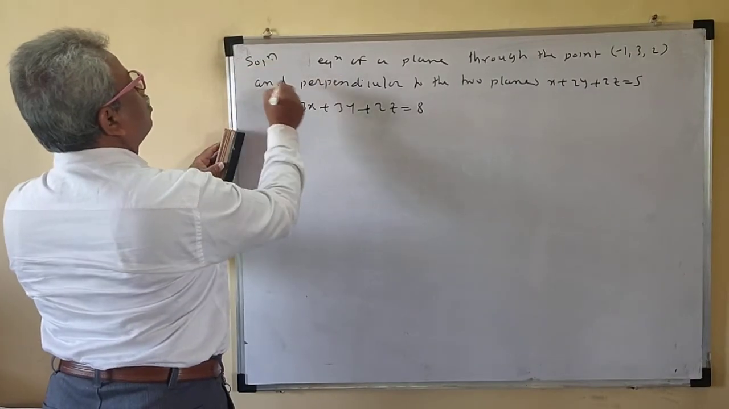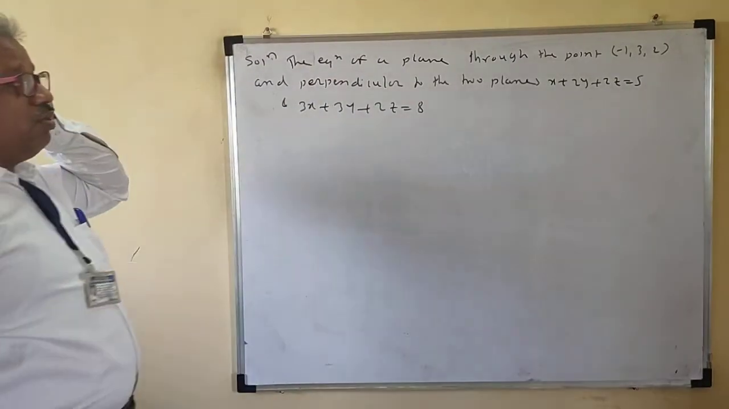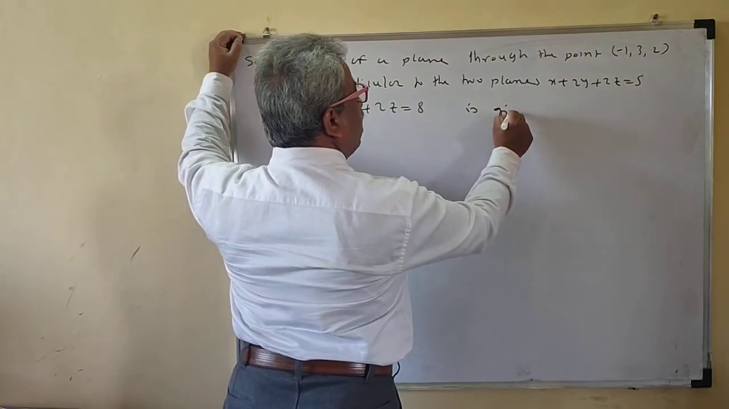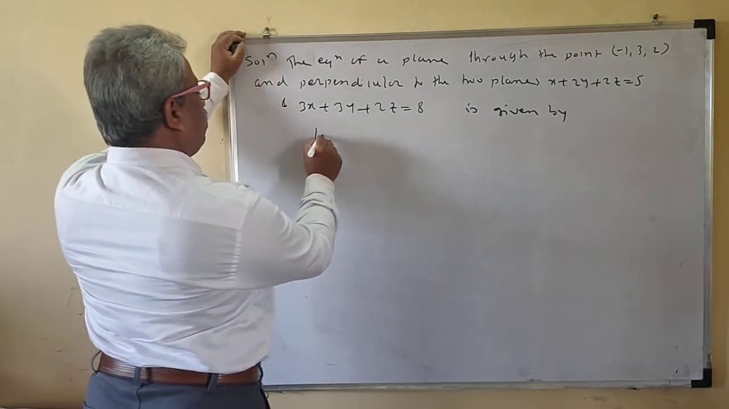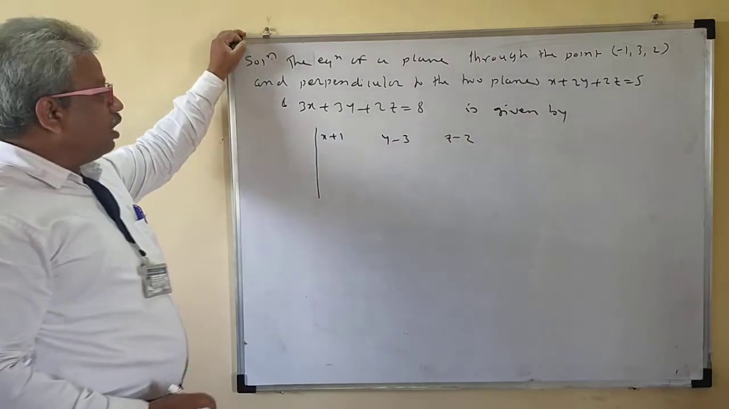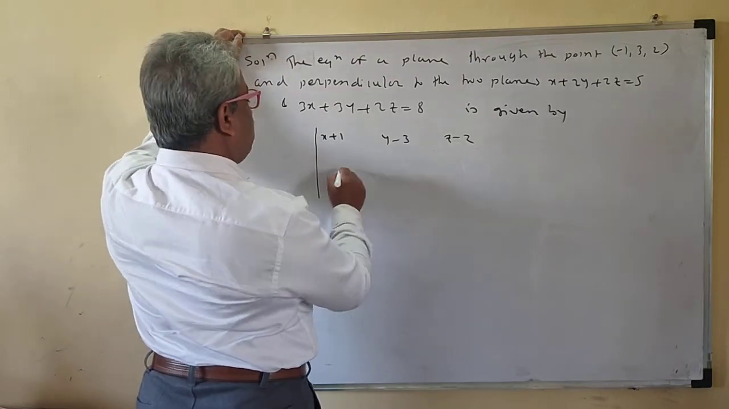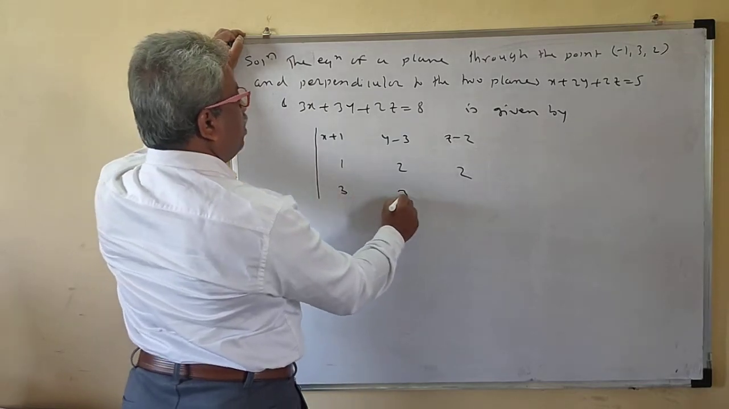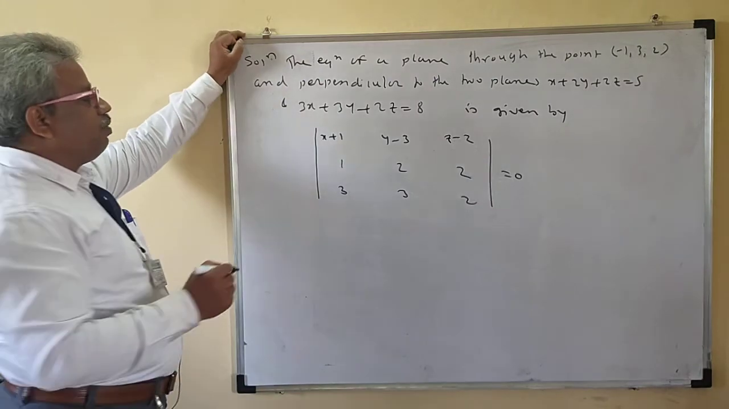Okay, solution. The equation of a plane through this point is given by, directly we write this. We'll subtract the first point: x plus 1, y minus 3, z minus 2. Okay, then perpendicular to the planes, that means just write the coefficients of x, y, z here: 1, 2, 2. Then from the second plane, the coefficients of x, y, z. This is equal to 0. Just expand this, you will get the required equation of the plane.